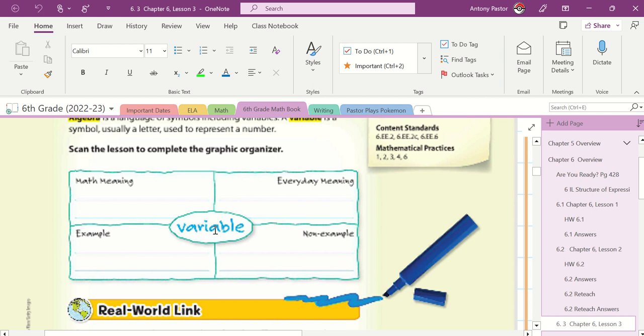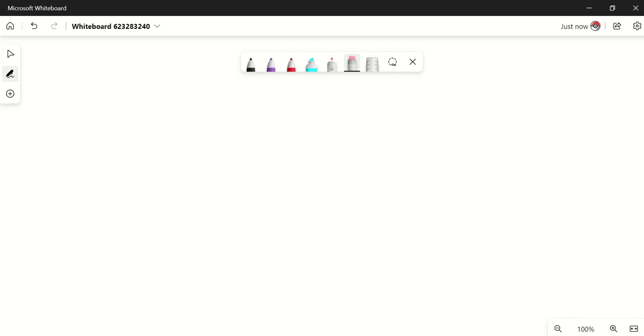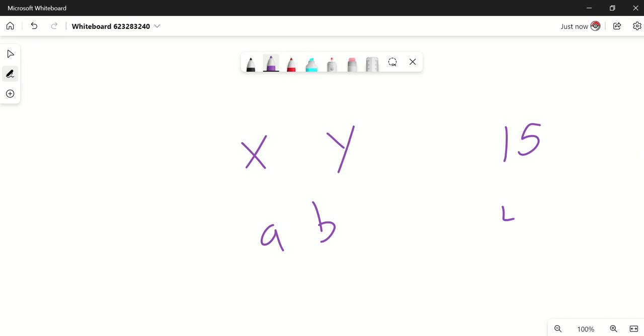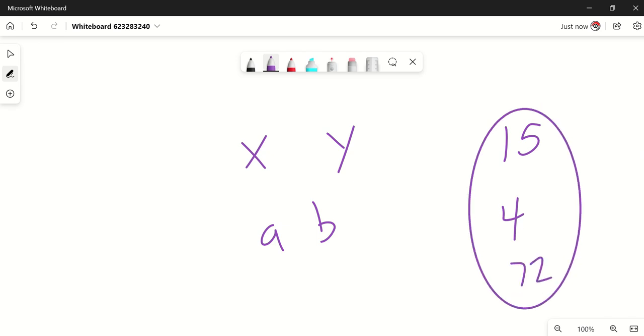So again, the math meaning would be something like this, and you guys may want to put this in because I can't write in that small area. The math meaning is a letter that represents a value to help make an expression true. The everyday meaning is that a variable means that it can equal multiple things. An example of a variable would be, again, something like x, y, a, b. A non-example would be any actual number, like 15, 4, 72. These are not variables because we know what the number equals. They do not vary.